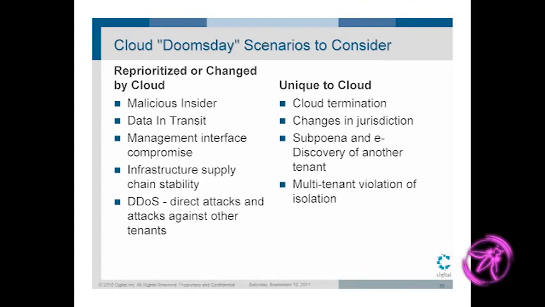Malicious insider, we'll talk about that one in just a second. Data in transit, certainly on AWS, you have to worry about, since there's no secure network, so you have to worry about that. Management interface compromise.